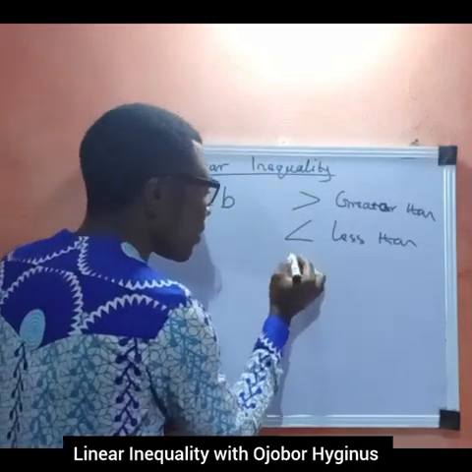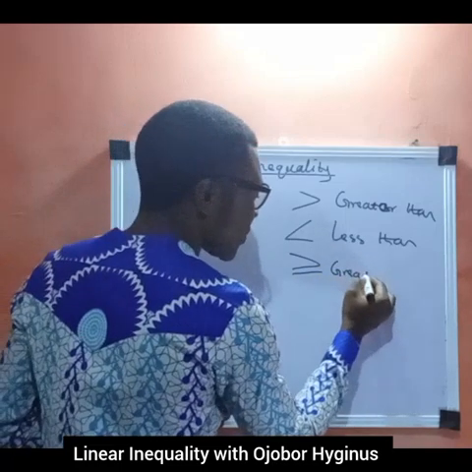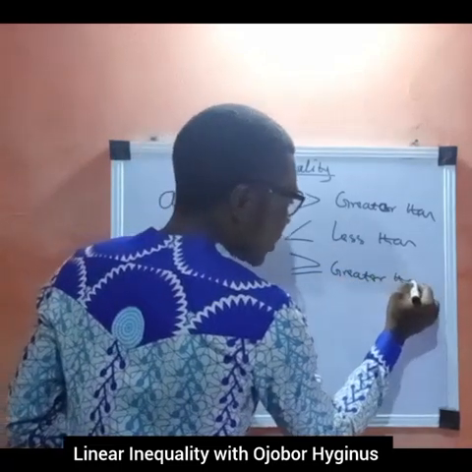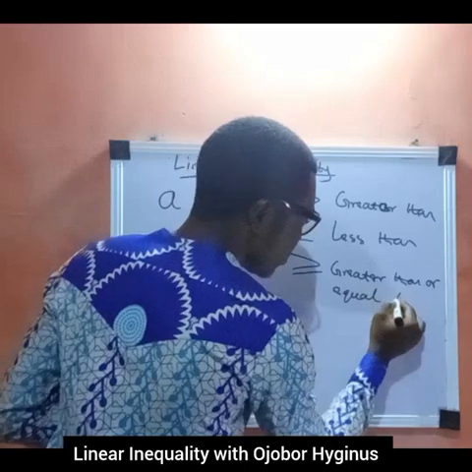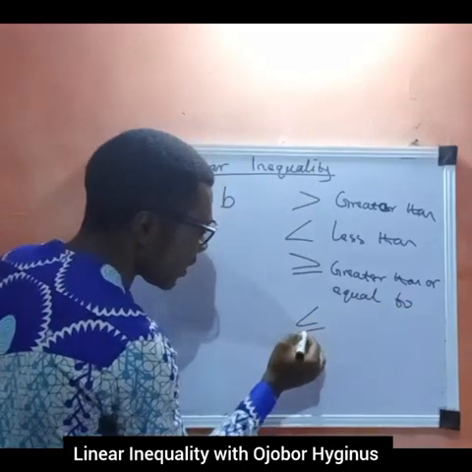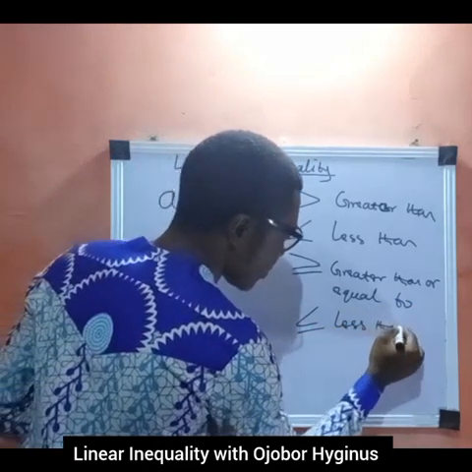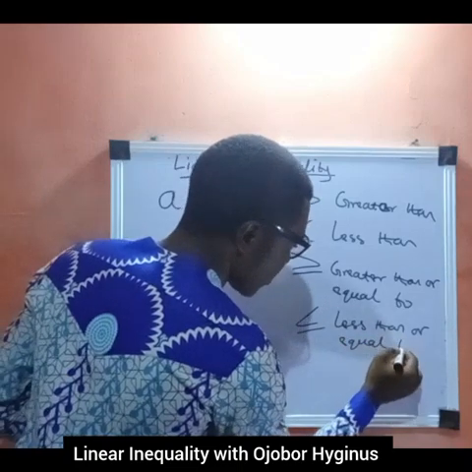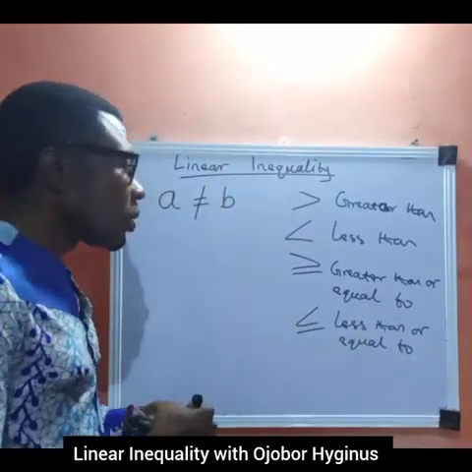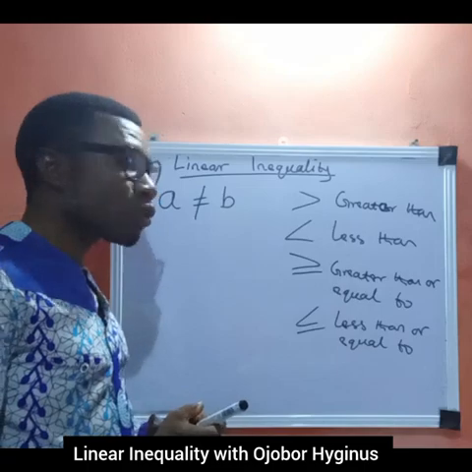So we also have greater than or equal to. We also have less than or equal to. So these are the four signs we are going to be using to solve questions.